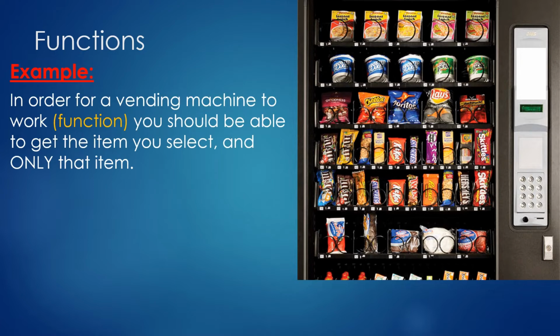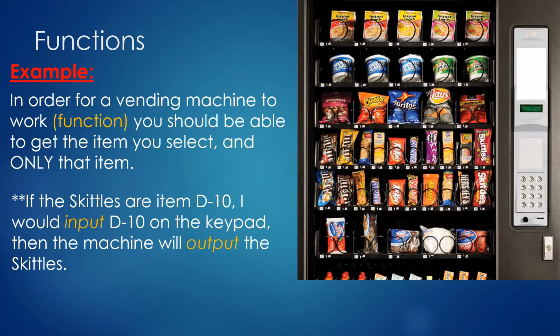In order for a vending machine to work, or function, you should be able to get the item that you select, and only that item. If the Skittles are item D10, and I input D10 on the keypad, then the machine should give me, or output, the Skittles.